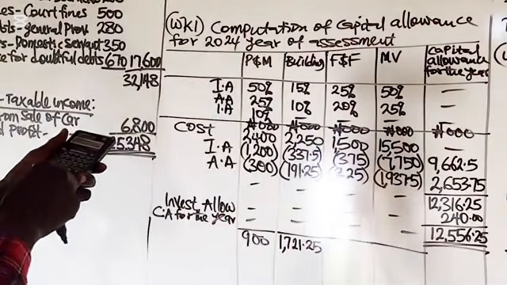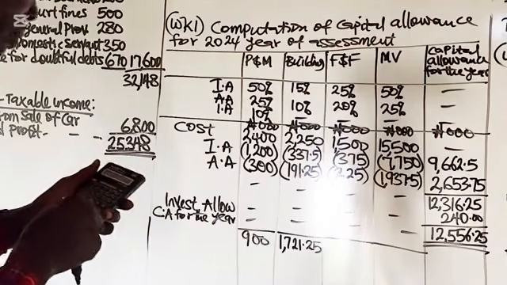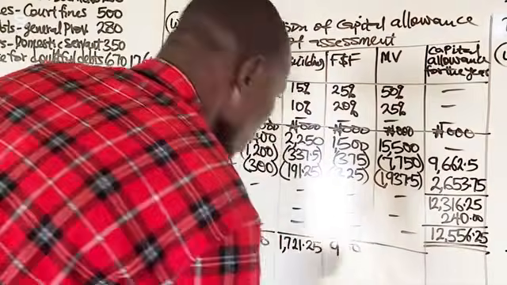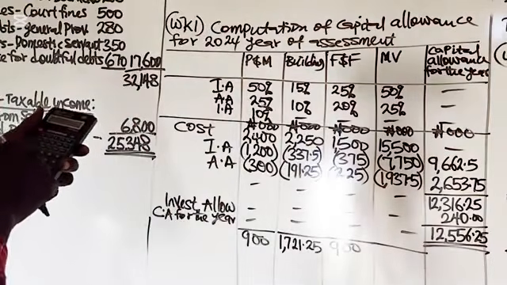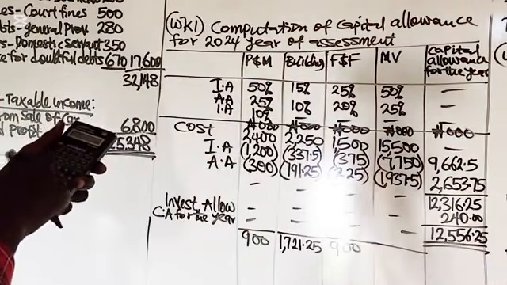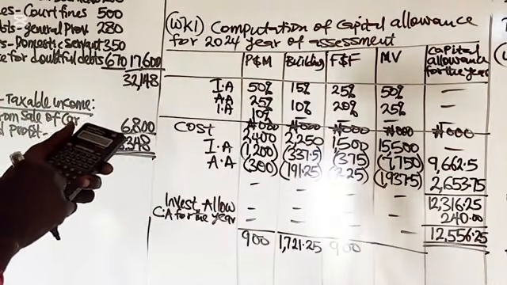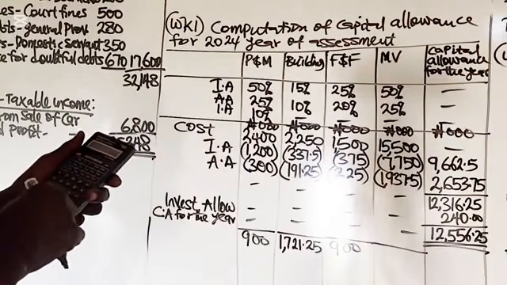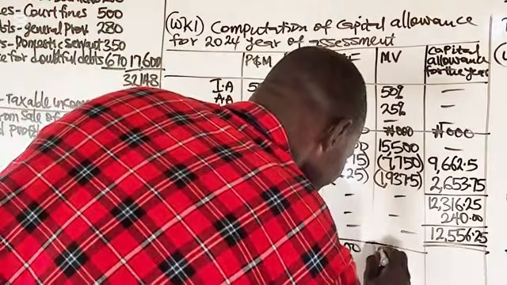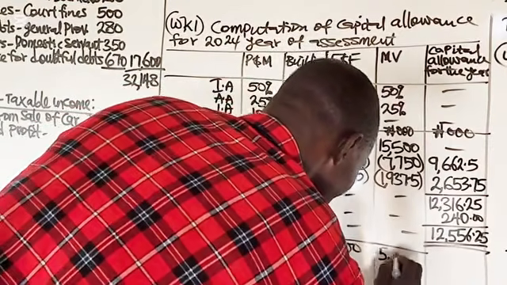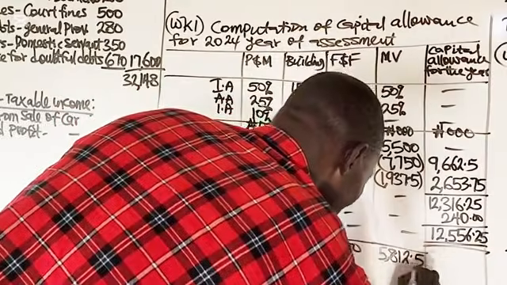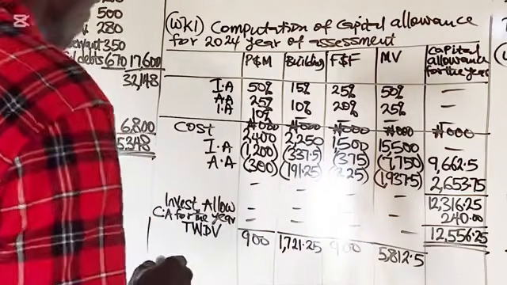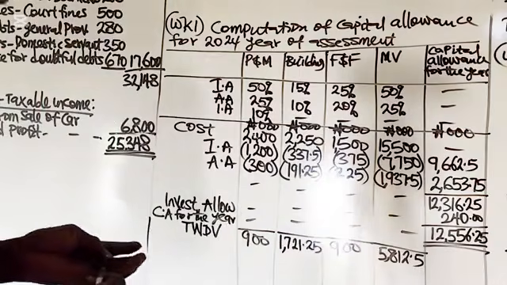1,500 minus 375 minus 225. This one gives us 900. Then 15,500 minus 7750 minus 1937.5. This one gives us 5,812.5. This is the tax written down value, which will be brought forward to 2025 year of assessment.